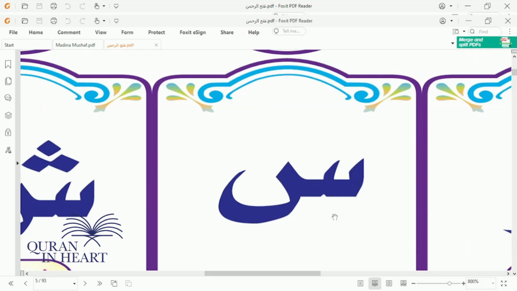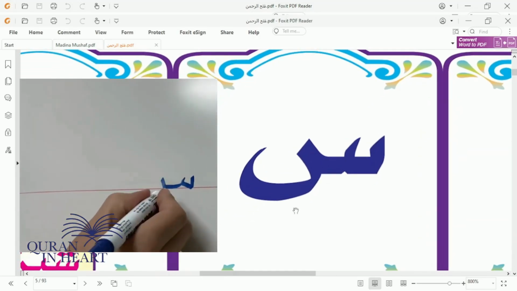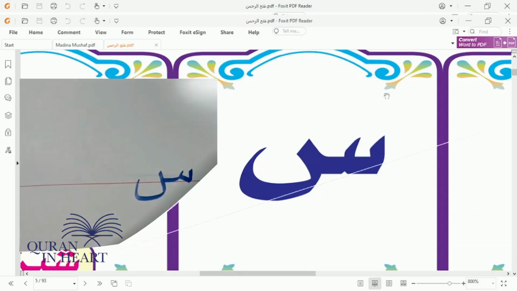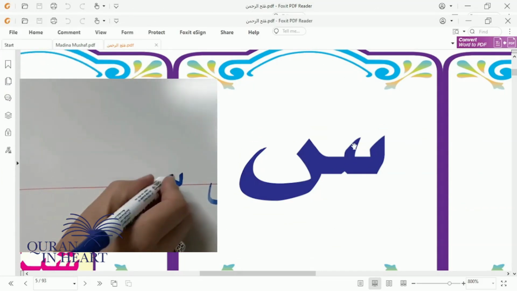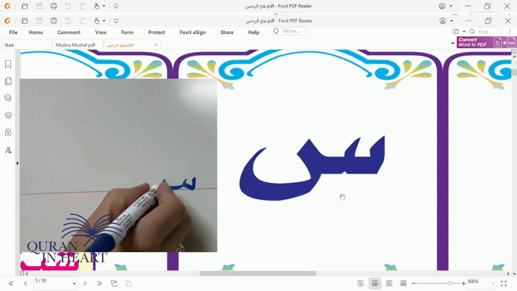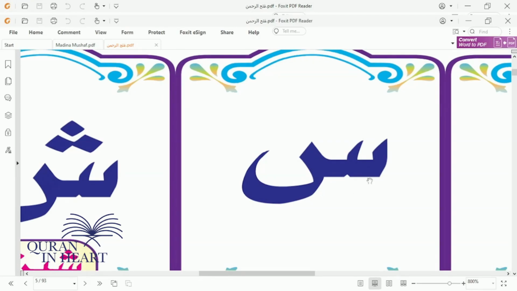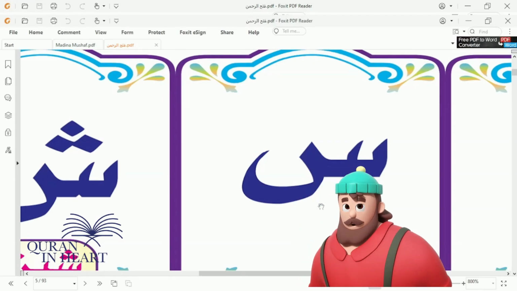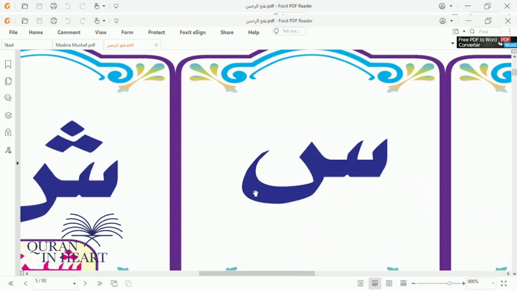This letter is called Seen. You can use your imagination to say Seen is like a comb or a toothbrush, which has how many teeth? 1, 2, 3. It is called Seen. Repeat after me with a loud voice, please. Seen. Good. Great. Let us move on.